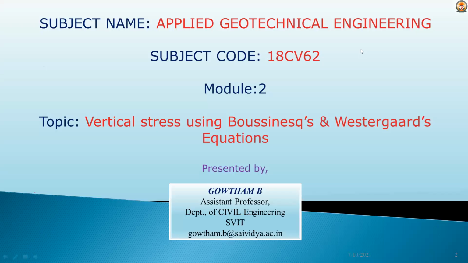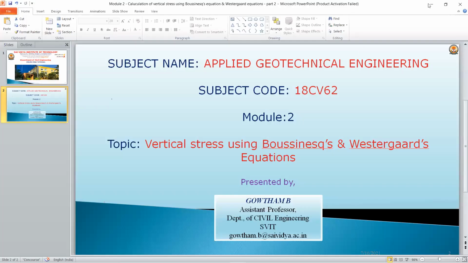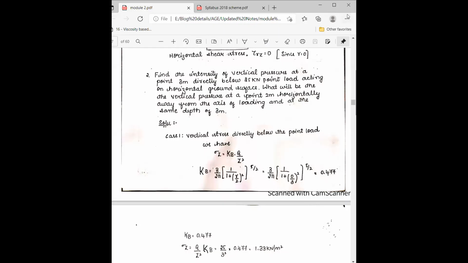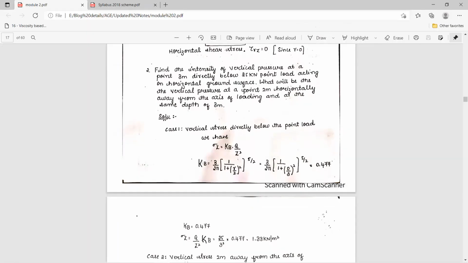Today, I am going to explain some more problems on how to calculate vertical stress in soils using Boussinesq and Westergaard equations. Okay, now let us see the next problem.